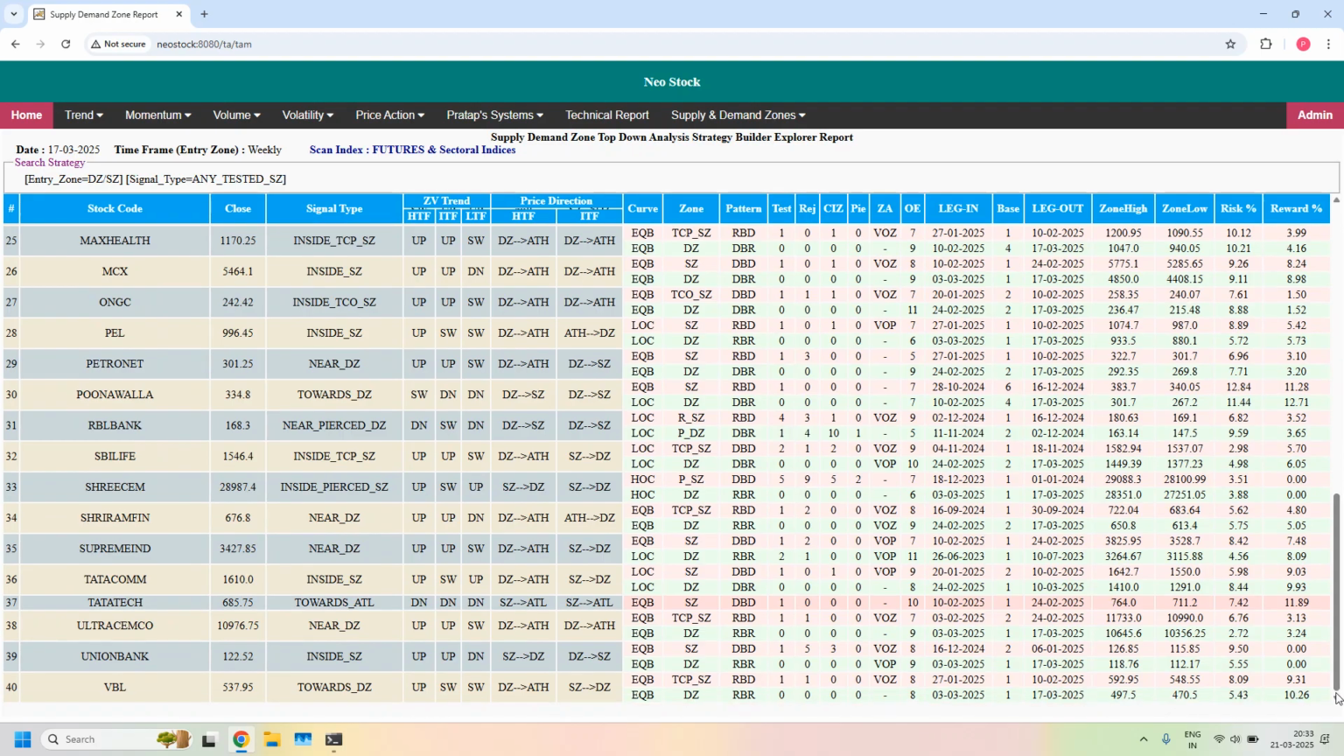So 40 stocks are filtered. That means these 40 stocks are having the tested weekly supply zone during this week. Okay. Next we will identify newly created weekly demand and supply zones.